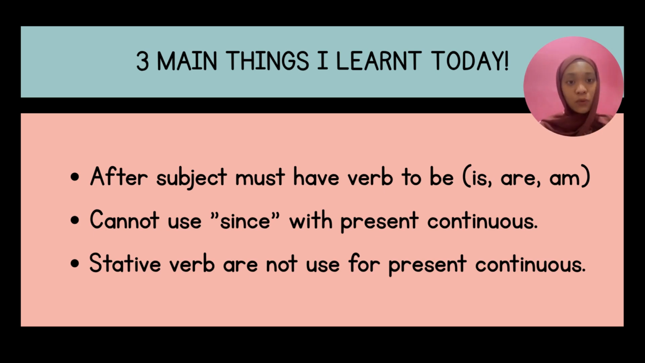And the second one is we cannot use since with present continuous, because if you want to use since, we have to use another form, which is present perfect continuous. So since is not allowed in present continuous. And the last one is the use of stative verbs in a present continuous is not correct. So we cannot use stative verbs in present continuous. Why? Because it is not an action. It is a state. It describes a state or emotions or feelings. So it is not an action that you can simply put ing after the verb.